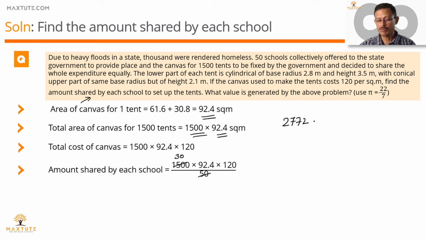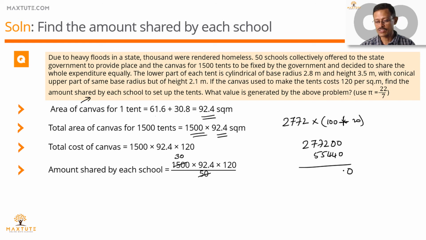Into 120, I'm going to write this 120 as 100 plus 20. 2772 into 100, that's very straightforward. 2772 and a couple of zeros. 2,77,200. We need to do 2772 into 20. Let's start with 2772 into 2. 2700 into 2 is 5400. 72 into 2 is 144. So 2772 into 2 is 5544. Into 20 is 5544 and a 0.